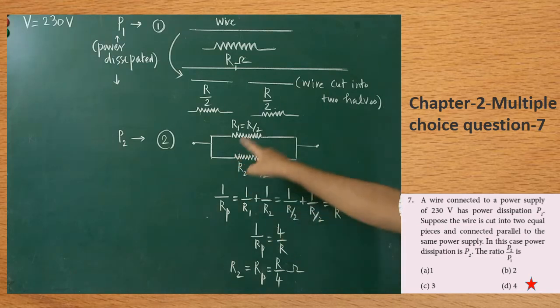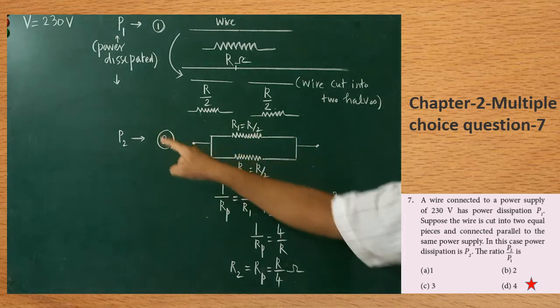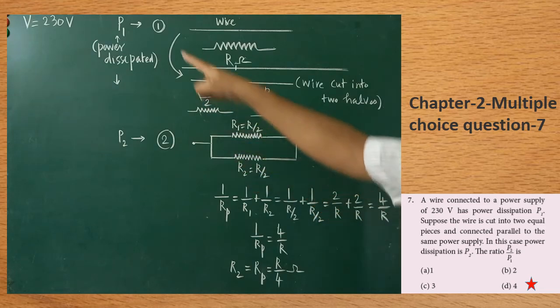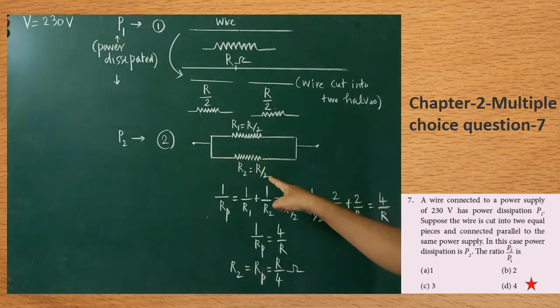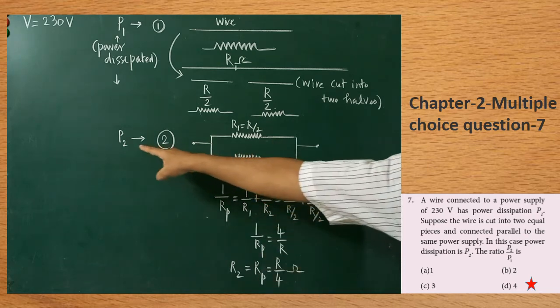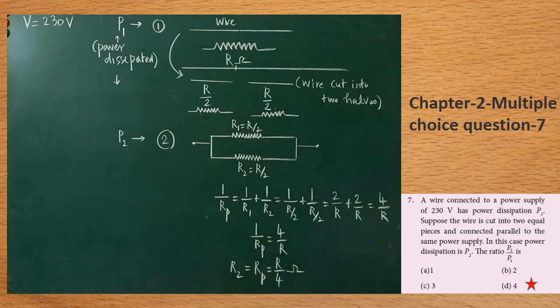For this particular network, we have to calculate the power dissipation. Again, the same network is to be connected across a 230 volt power supply. Again, we have to calculate the power dissipation. The power dissipated in this network can be named as P2. Are you clear? Now, first you calculate P1.